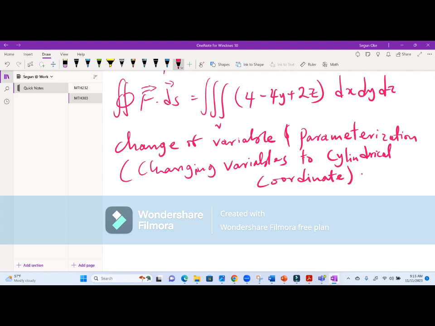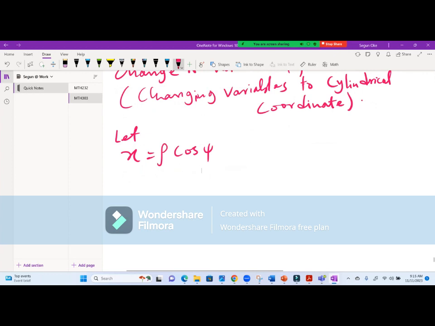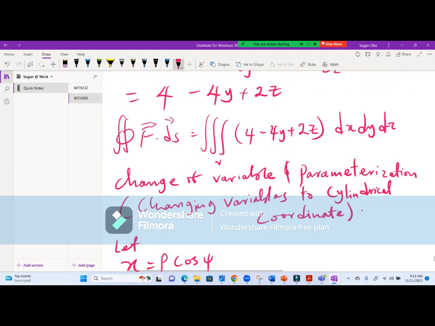Take note of that. In this case now, we set x equals to rho cos phi, and let y equals to rho sine phi. Some can use sine theta. It depends on the way you want it. And our z will remain z in this case. So anywhere in this where we have this, we can now substitute it.